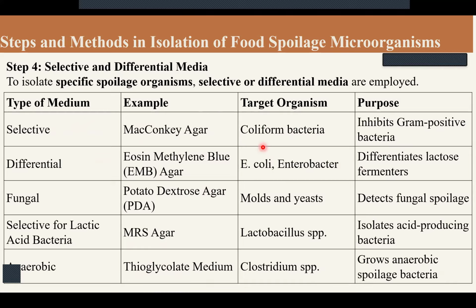So what does the selective media do? They give the nutrients that specifically enable the growth of particular microorganisms from the large variety of microorganisms present in the food sample. So from my food sample, when I plate my entire sample onto MacConkey agar, only the coliform bacteria will grow in that agar because it favors the growth of this specific type of bacteria.